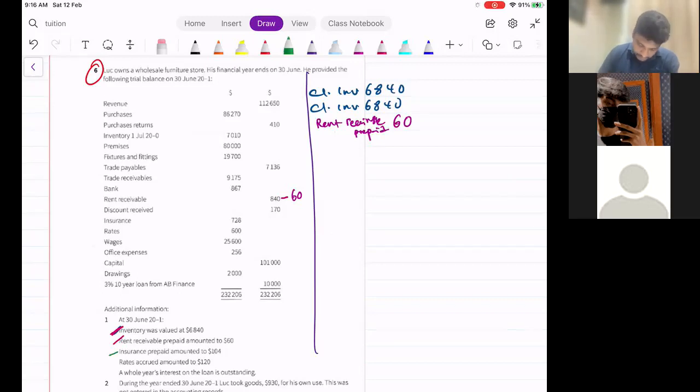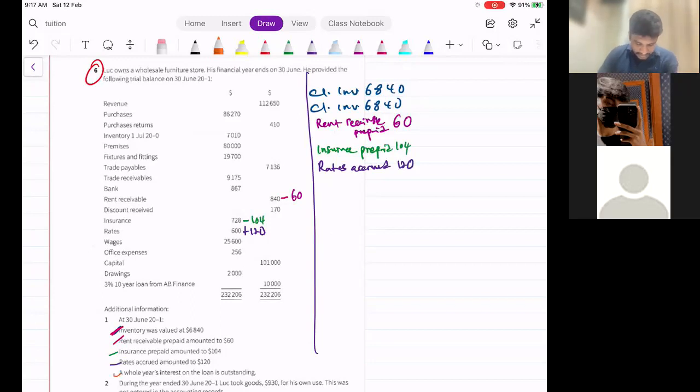After that, insurance is also prepaid. Prepaid means we will minus, go find insurance, minus 104. Then create a new one: insurance prepaid 104. After that, I have rates accrued. Accrued means you need to plus. So go find your rates, plus 120. Then create a new one: rates accrued 120.